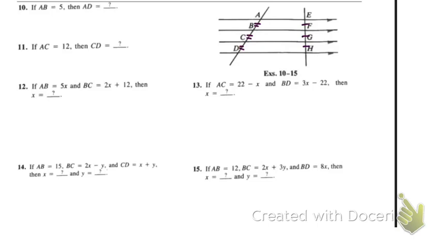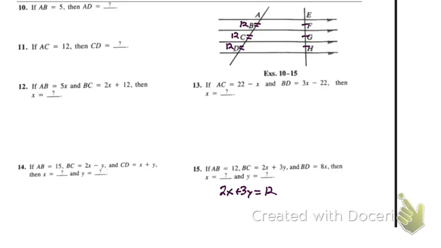Then we look down. It says that AB equals 12. Well, if AB equals 12, that means BC equals 12, and DC also equals 12. Well, here they say that BC equals 2x plus 3y. But BC also equals 12. So we're just going to say 2x plus 3y equals 12. Well, we can't do anything with that because there's two variables. You need a second equation.